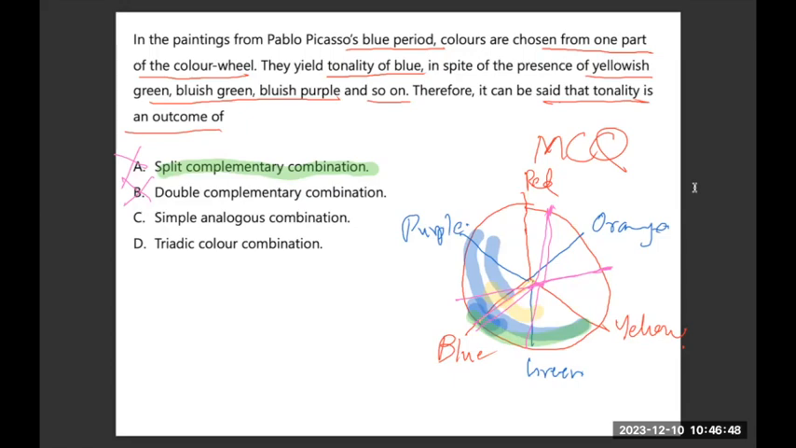Triadic is literally the trio. For example, in triadic I can take blue, red and yellow, which are the trio, or I can take purple, orange and green, which is the trio. And the angle between colors would be 120 degrees, which is not the case. So if you look at the definition, simple analogous colors are colors which are adjacent to each other. So if I am taking colors which are adjacent to each other, it has to be analogous color scheme only. So C is the correct answer in this case.